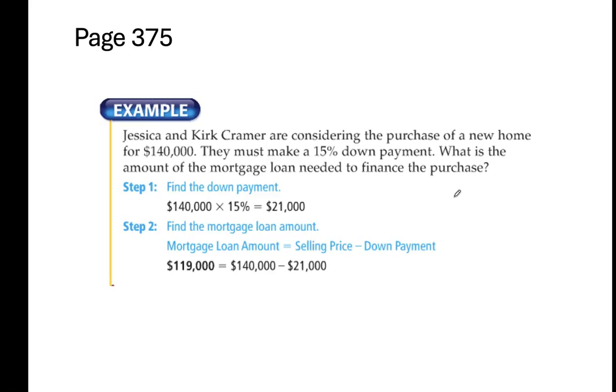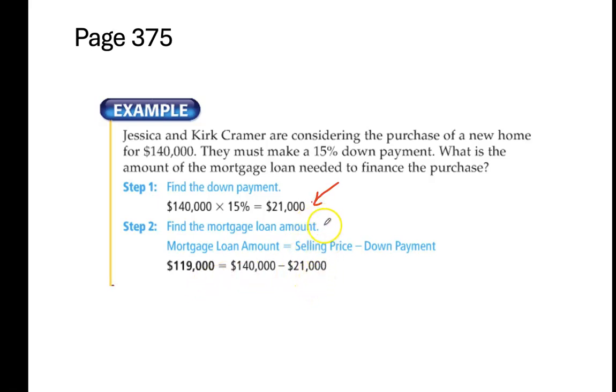Jessica and Kurt Kramer are considering purchasing a new home for $140,000. They must make a 15% down payment. What is the amount of mortgage loan needed to finance the purchase? Sometimes I would see on other sheets people just saying 140 subtract 15%. You don't know what 15% is. You can't just subtract that. So you're going to multiply first. Then this is your down payment. So that's how much you have to come up with, $21,000, and then you subtract.